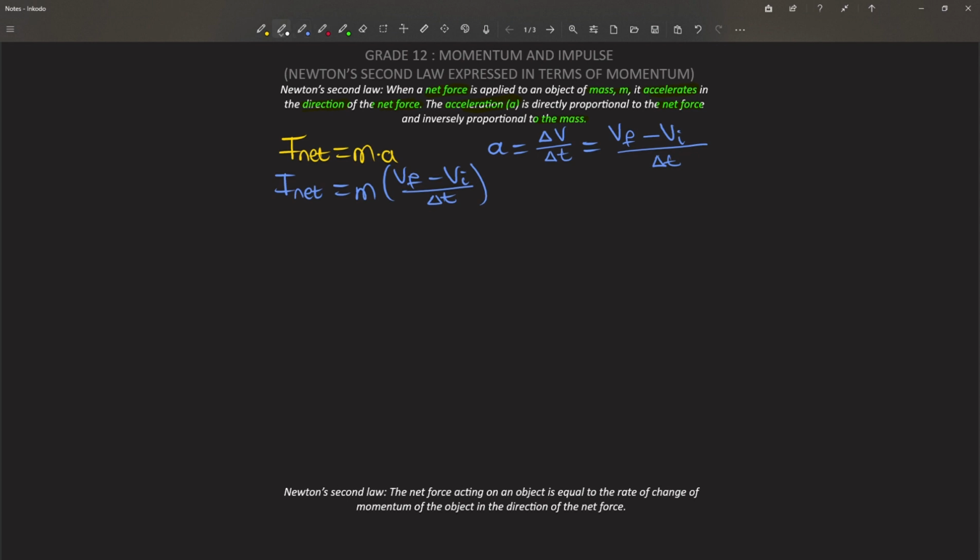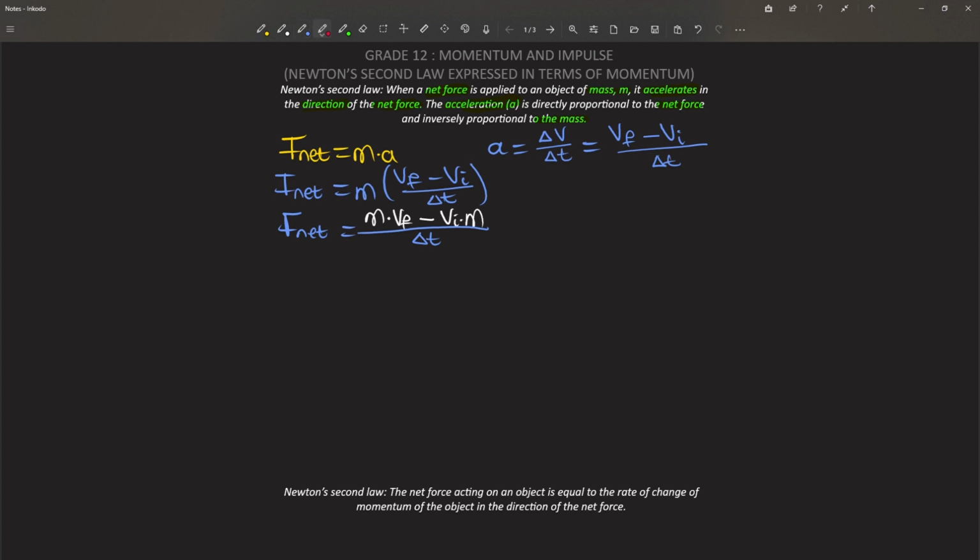So now we will have net force is equivalent to mass by final velocity subtracting mass by initial velocity, all over time. You will understand why I used a different color for our numerator.